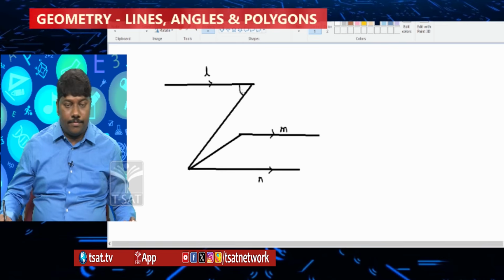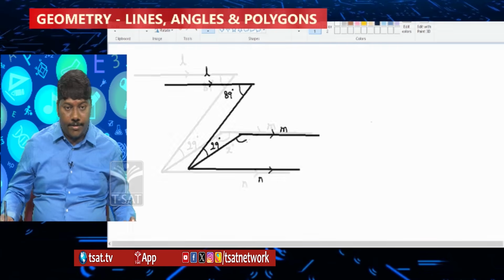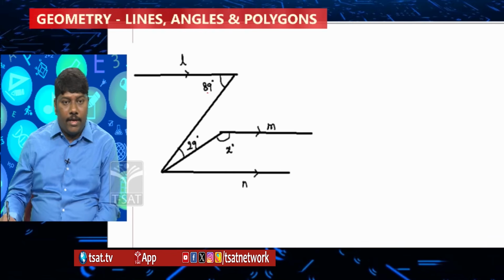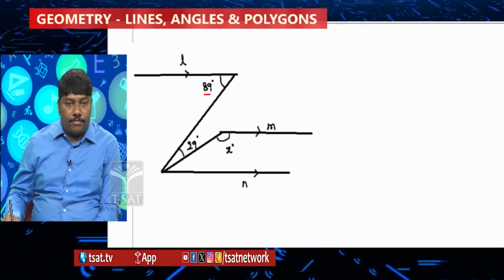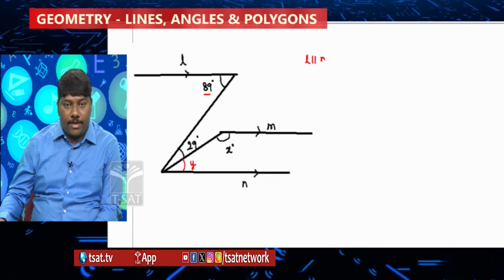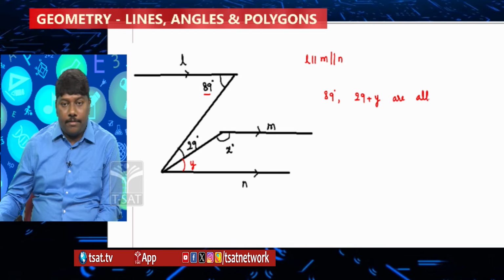If this angle is 89 degrees, this angle is 29 degrees, then what is angle X? So, angle X I am looking at. Now, see here, 89 degrees, let this angle be Y. L, M, N are parallel. L is parallel to M, M is parallel to N. If you look at 89 degrees, comma, 29 plus Y are alternate interior.